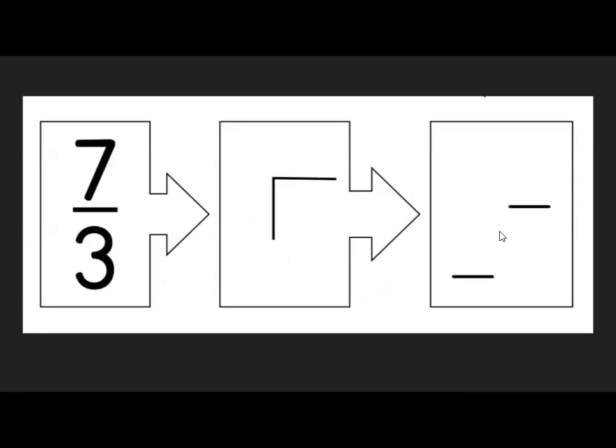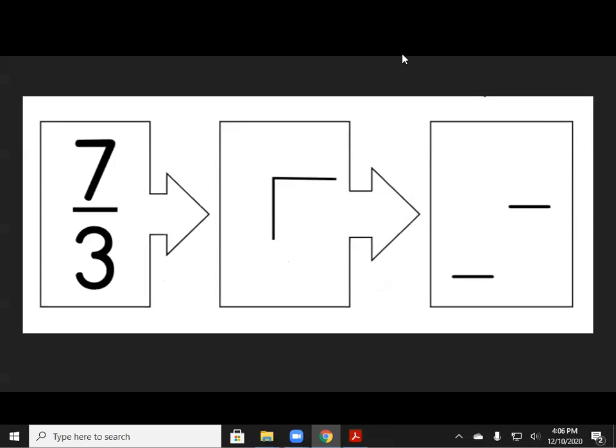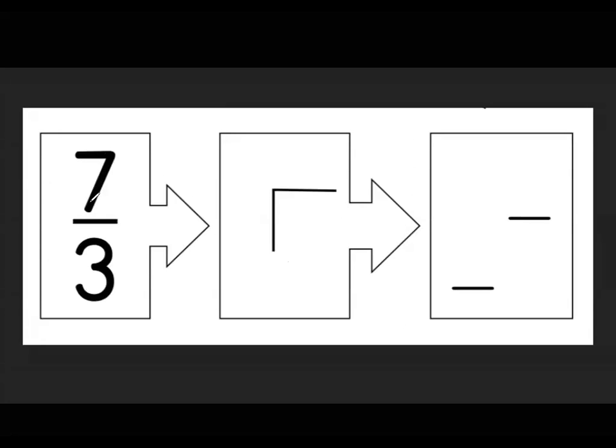So if we look here, we have the fraction 7/3, and it is an improper fraction because we know that our numerator is larger than our denominator. So we're going to first set this up as a division problem. 7 is our numerator, but it's also our dividend. So we're going to put our 7 there. 3 is our denominator and is also our divisor. So we're trying to figure out how many groups of 3 can we make with 7.